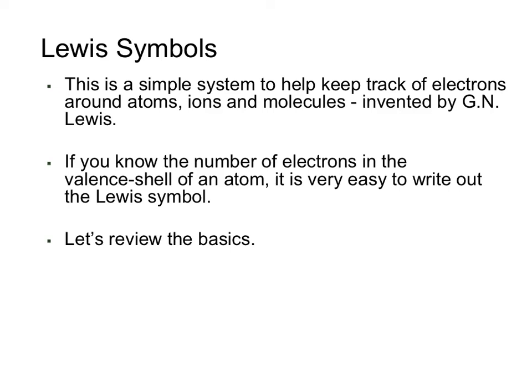In this video, we're going to explore Lewis symbols and Lewis dot structures. Lewis symbols show us how many electrons are in the valence shell of individual atoms. Lewis structures begin to show us how exactly the electrons in the valence shells are forming our covalent bonds in a molecule. Let's look at some of the basics.